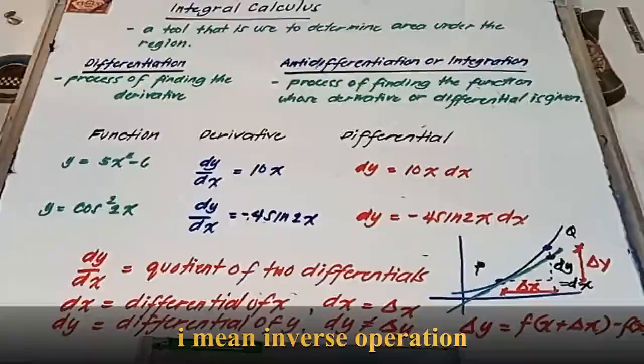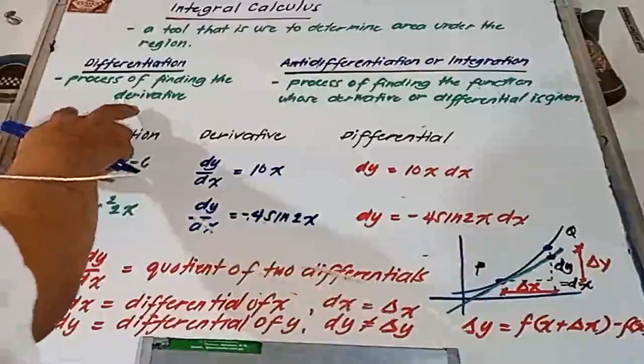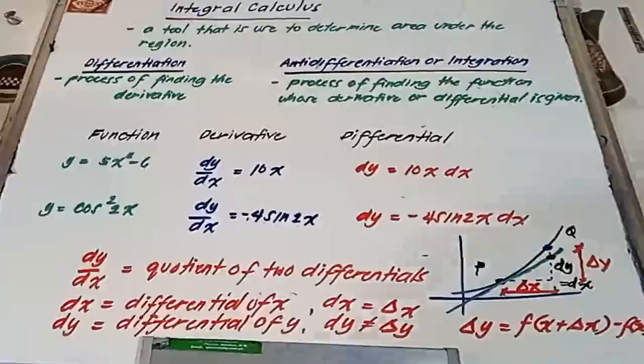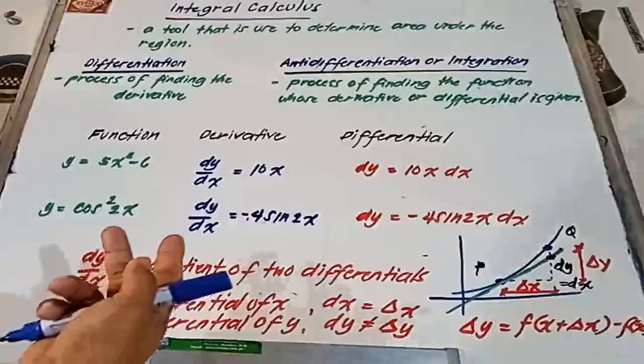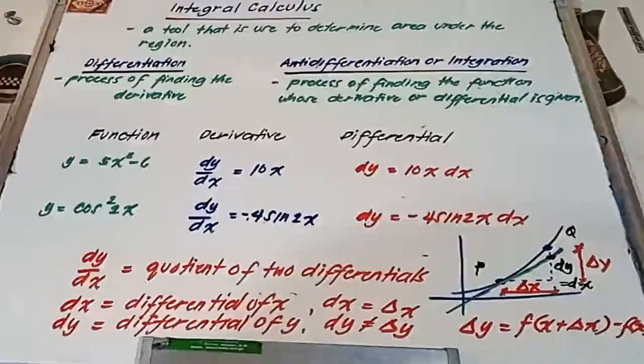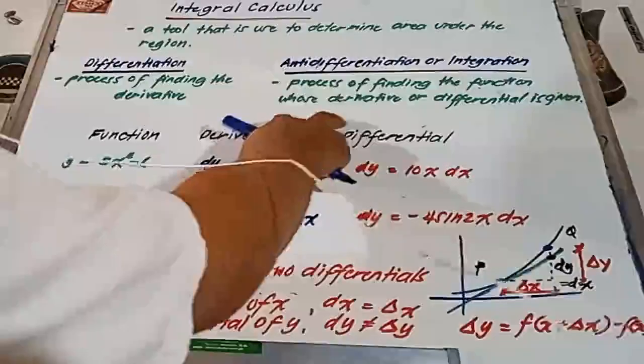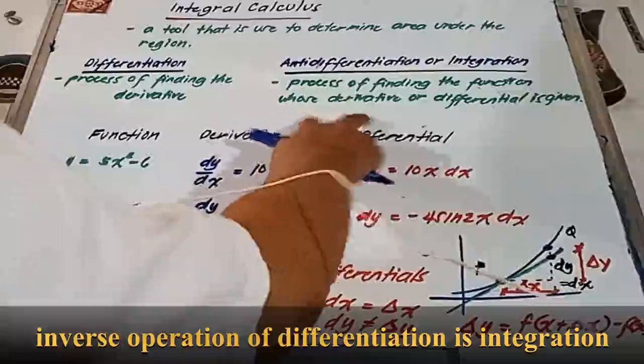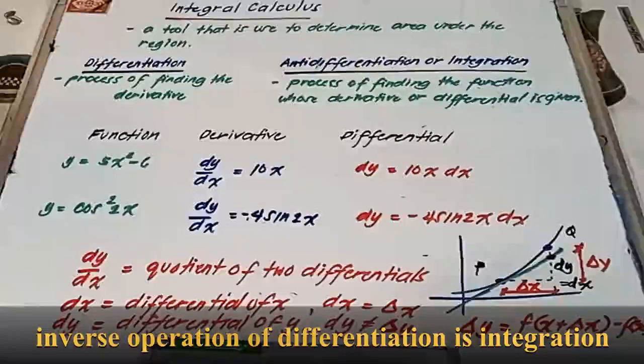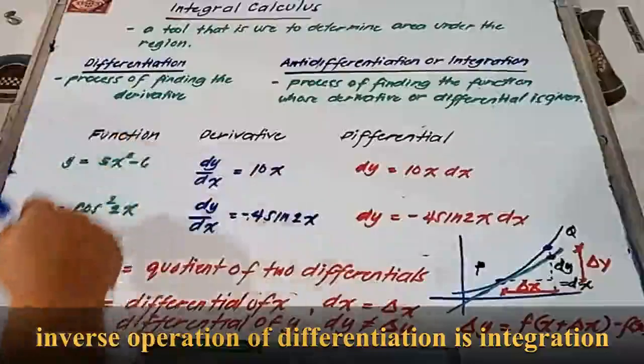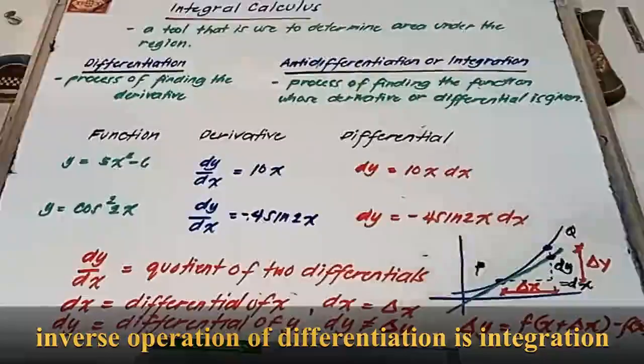Okay? So, ibig sabihin, if differentiation is the process of finding the derivative, we're expecting na given ang derivative, kukunin naman natin yung function. Or this is the process of finding the function whose derivative or differential is given. And this is what we call anti-differentiation or integration.